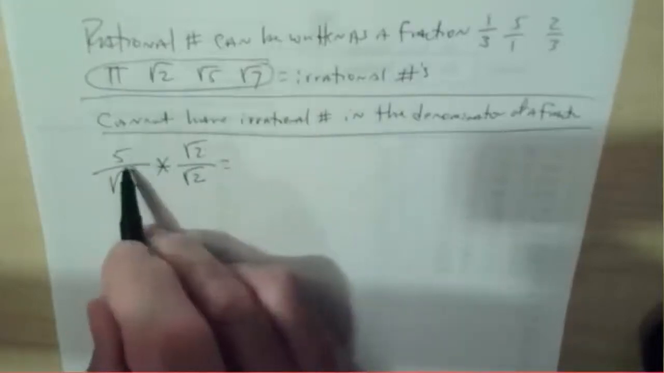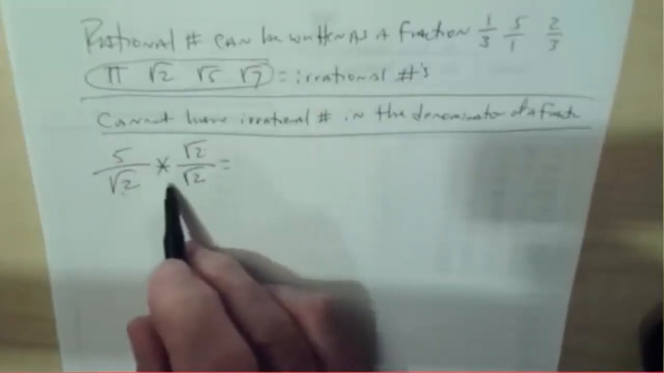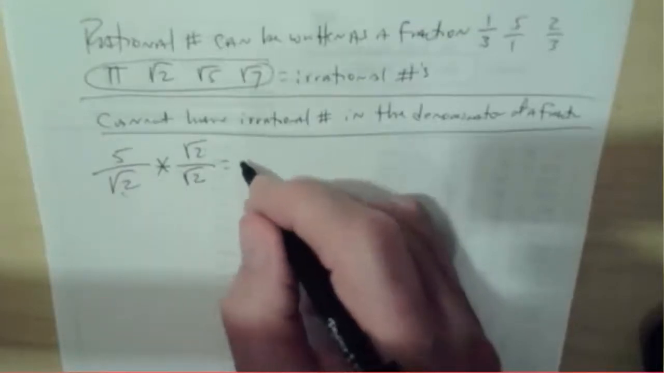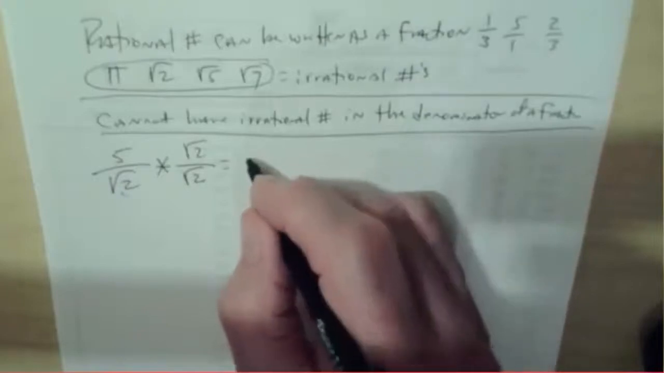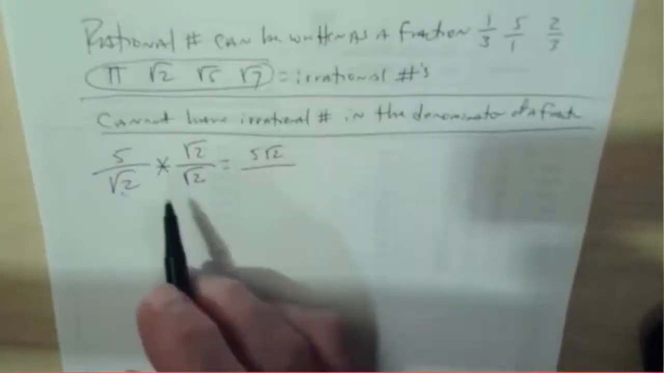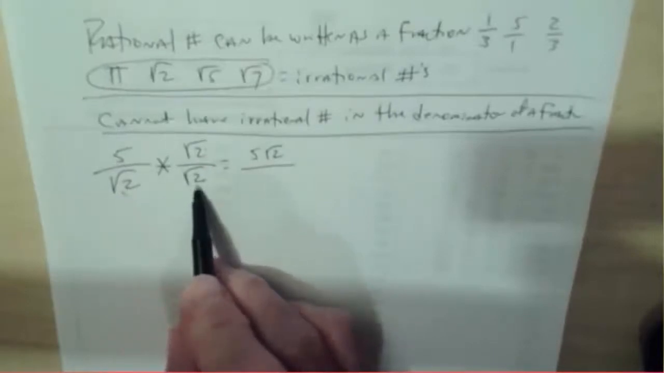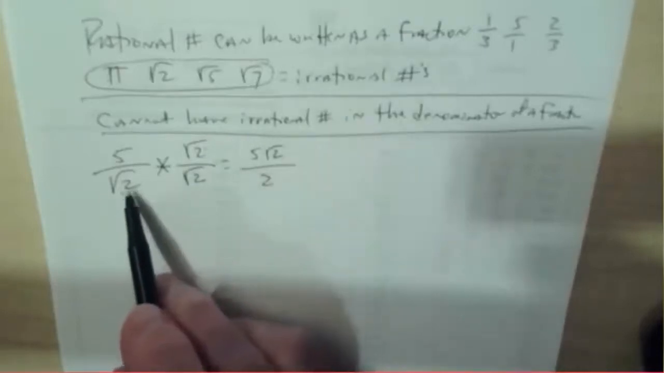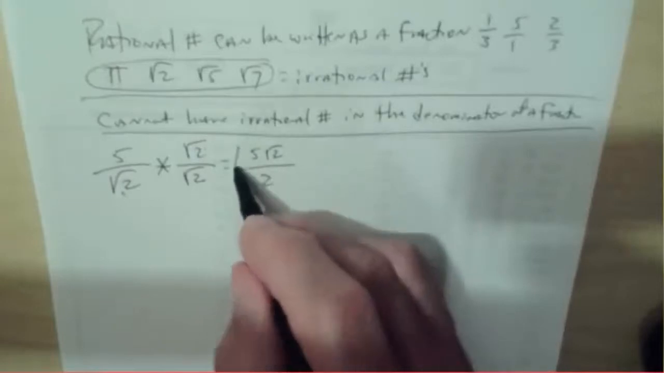Now we do that. When we multiply fractions, it's straight across. Don't have to find a common denominator or any of that misery. So this is 5 times the square root of 2, right? Square root of 2 times the square root of 2 is the square root of 4, and the square root of 4 is 2. Remember, when you multiply the square root of any number times itself, the radical goes away.